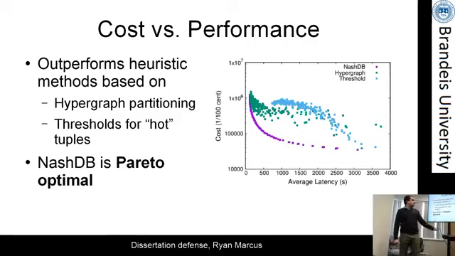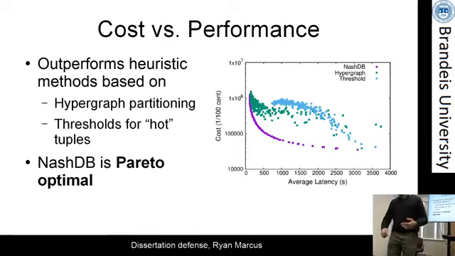But what you can see is this very nice curve right here. All of the nodes that are closer to the bottom left than any other node are called the Pareto front. And as you can see here, NashDB dominates the Pareto front at every point. You would never want to use one of the other systems because for every other point, NashDB can achieve either a lower cost or a lower latency at the same value of the other thing. So we say that NashDB is Pareto optimal because no matter what cost or latency you're targeting, NashDB is going to give you the best trade-off.